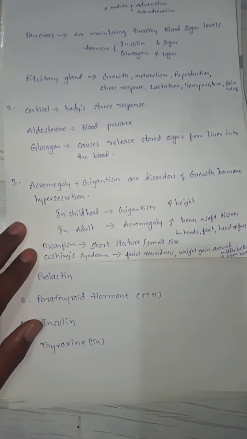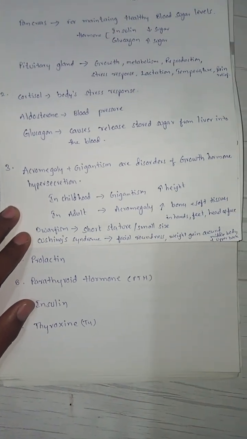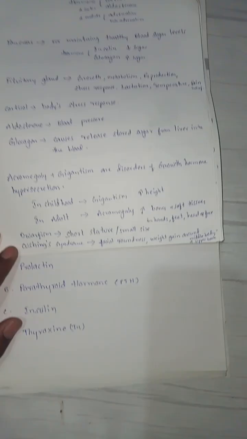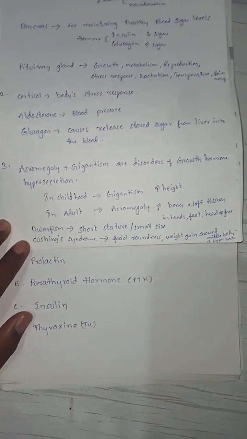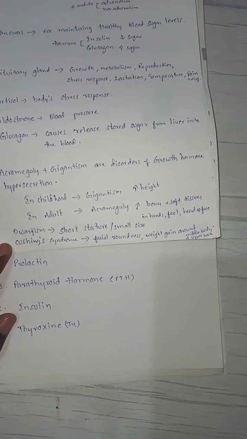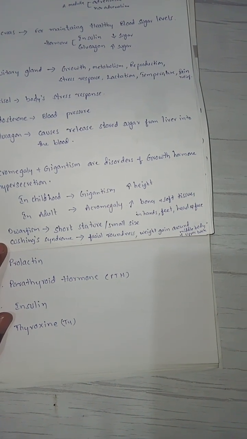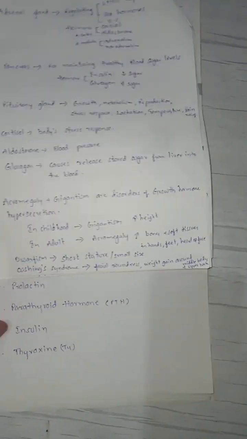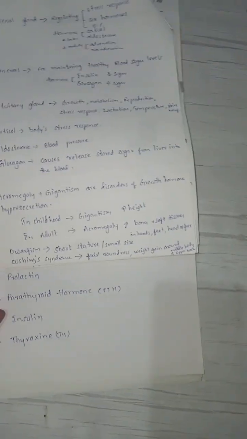And dwarfism means short stature or small size, and low levels of the growth hormone cause dwarfism. That means short. And also Cushing syndrome. Cushing syndrome means facial roundness and weight gain around the middle body and upper back. This is called Cushing syndrome, and it is due to the hypersecretion of the cortisol hormone.